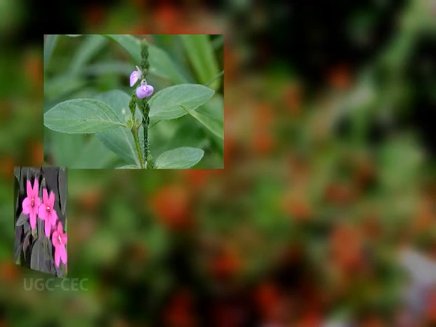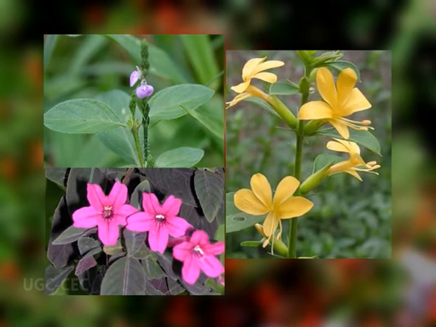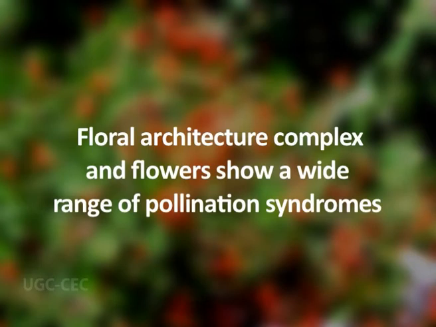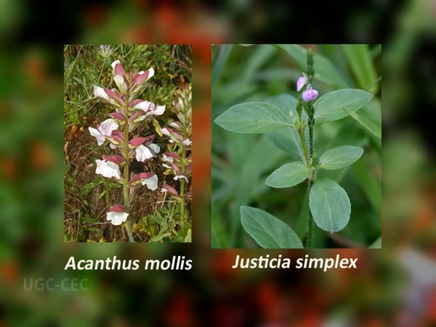Across the family, flowers range in size from a few millimeters to more than 10 centimeters, with a parallel range of variation in shape and color. The floral architecture is complex and flowers show a wide range of pollination syndromes. In general, they are large and showy. Inflorescence types vary from a spike as in Acanthus mollis and Justicia simplex to racemes like in Andrographis paniculata.